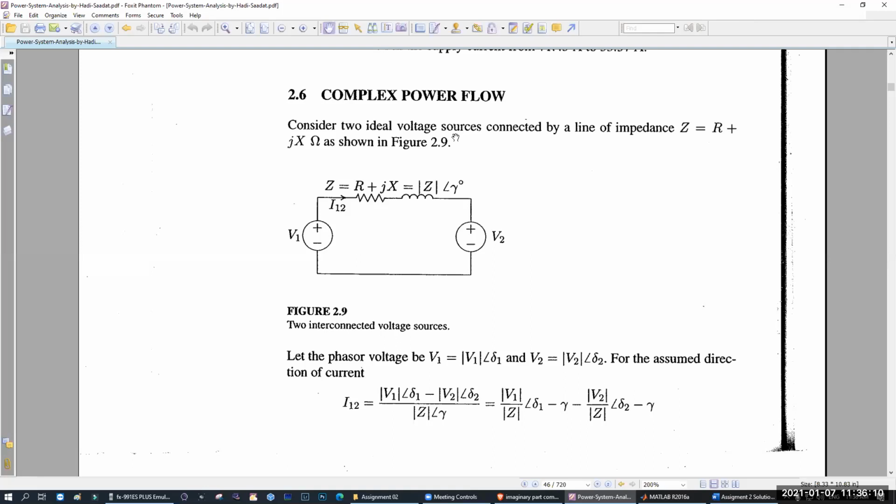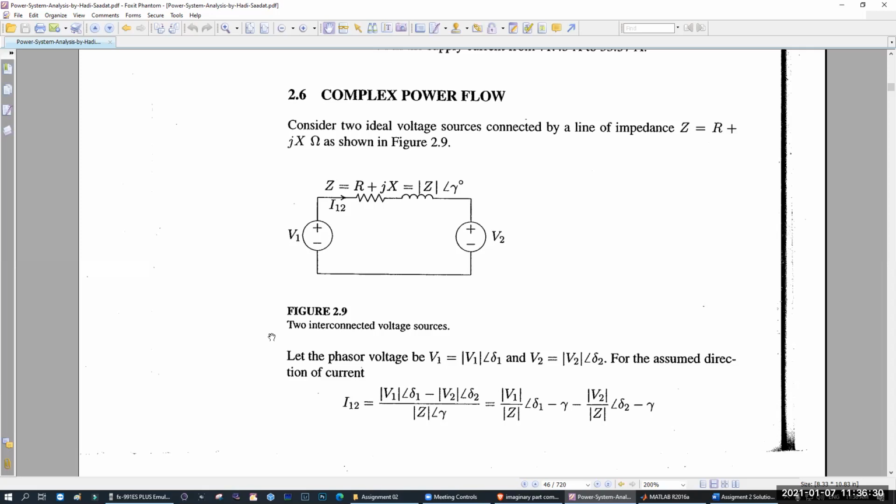Now come to the complex power flow. Power flow means I am generating some power and I am supplying that power to somewhere. Somewhere means where? Where should I supply the power? To the load, right?